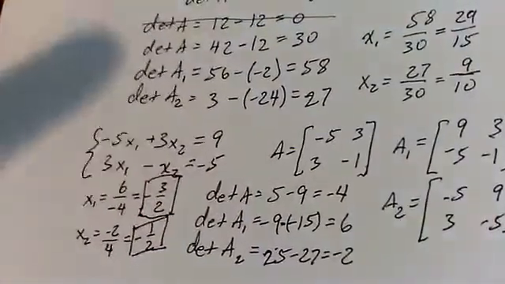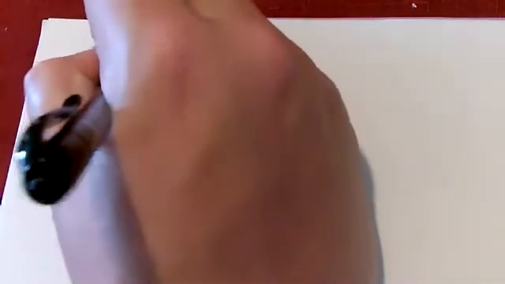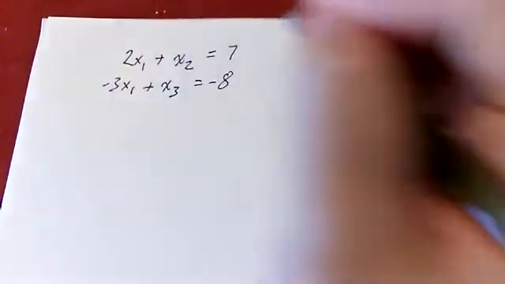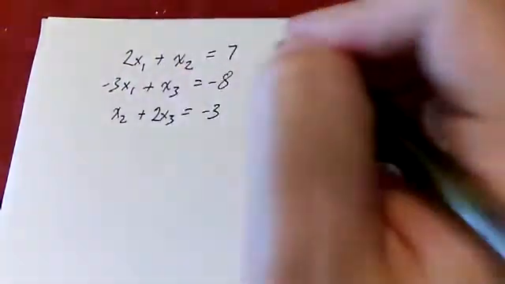Now let's go ahead and expand this thinking to a 3 by 3. Okay, we know how to take the determinant of a 3 by 3, but we certainly will know that it's going to take us a little bit longer. It's not going to be quite as quick. So if I have 2x1 plus x2 is equal to 7, negative 3x1 plus x3 is equal to negative 8, and then x2 plus 2x3 is equal to negative 3.